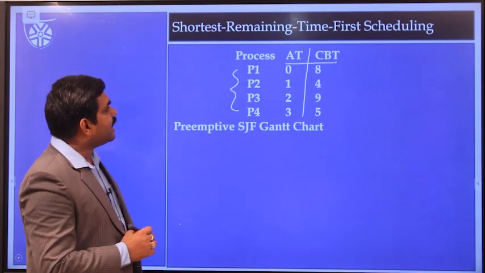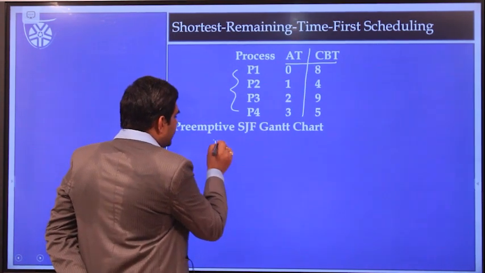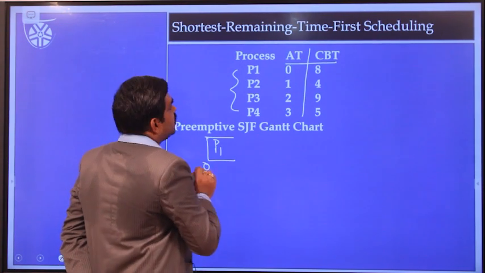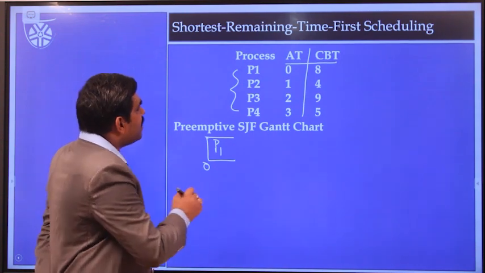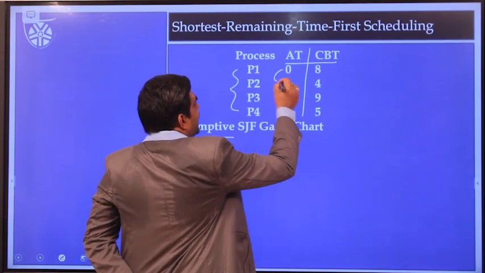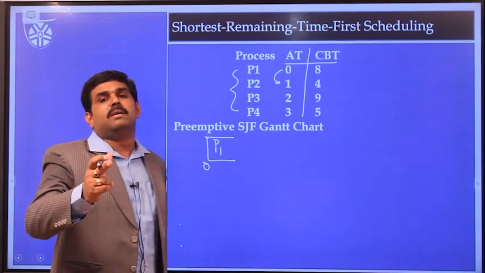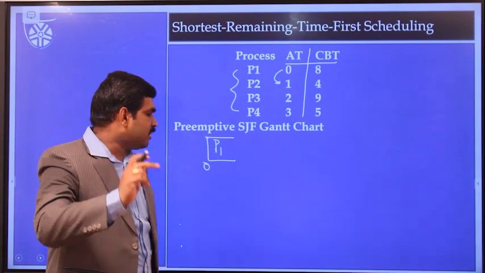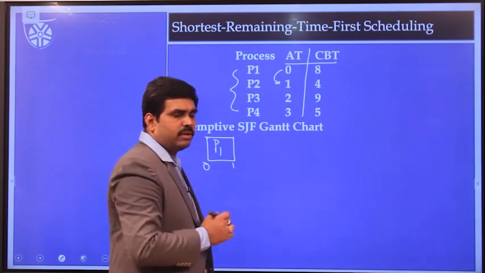Okay, students, we are going to construct the Gantt chart for this given problem using the shortest remaining time first scheduling algorithm. First of all, who is going to get the CPU first? P1 is going to get the CPU at the 0th second. For how much time? Because the next process enters the memory after 1 second, I need to assign the CPU to this process for 1 second only. So I am going to assign the CPU to process P1 for 1 second only.